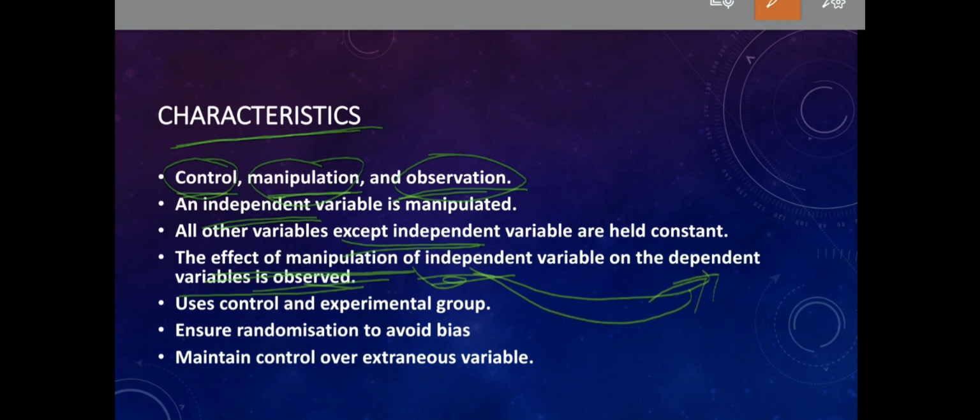Then it uses control and experimental group. In which research method are control and experimental groups used? In experimental research. It ensures randomization and avoids bias. One of the most important things is randomization in experimental method. Remember randomization, the term covered in experimental method. Then maintain control over external variables. On which variables does it maintain the control mostly? That is external variables.